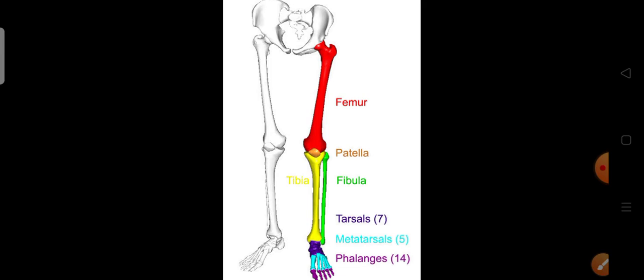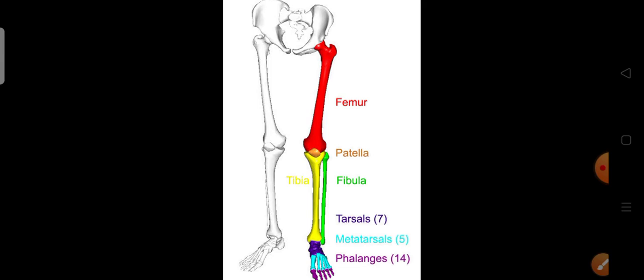Okay. Next, carpals. Our palm is made up of 8 bones, known as carpals. In the same way, the sole, the floor portion of the leg, also has bones. If you see the leg, we call them tarsals, whereas in the hand, carpals.